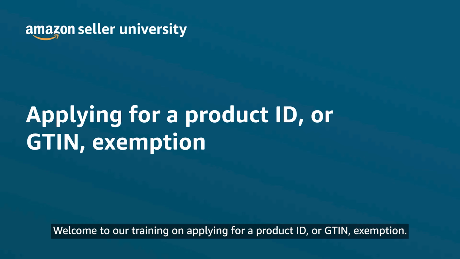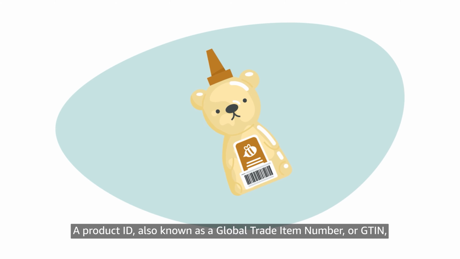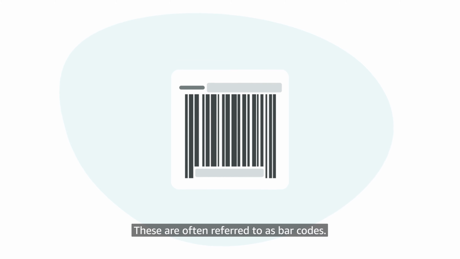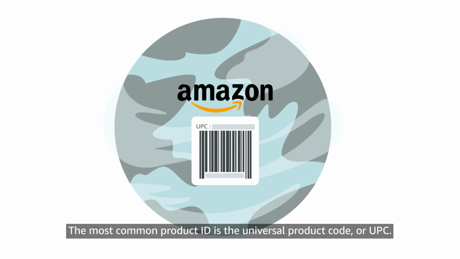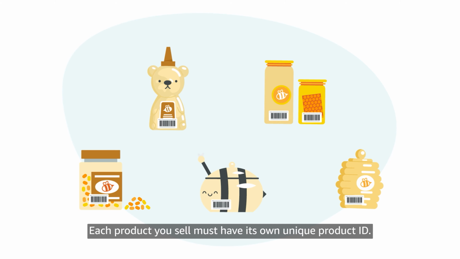Welcome to our training on applying for a product ID or GTIN exemption. A product ID, also known as a Global Trade Item Number or GTIN, is a unique set of numbers used to identify products. These are often referred to as barcodes. The most common product ID is the Universal Product Code or UPC. Each product you sell must have its own unique product ID.